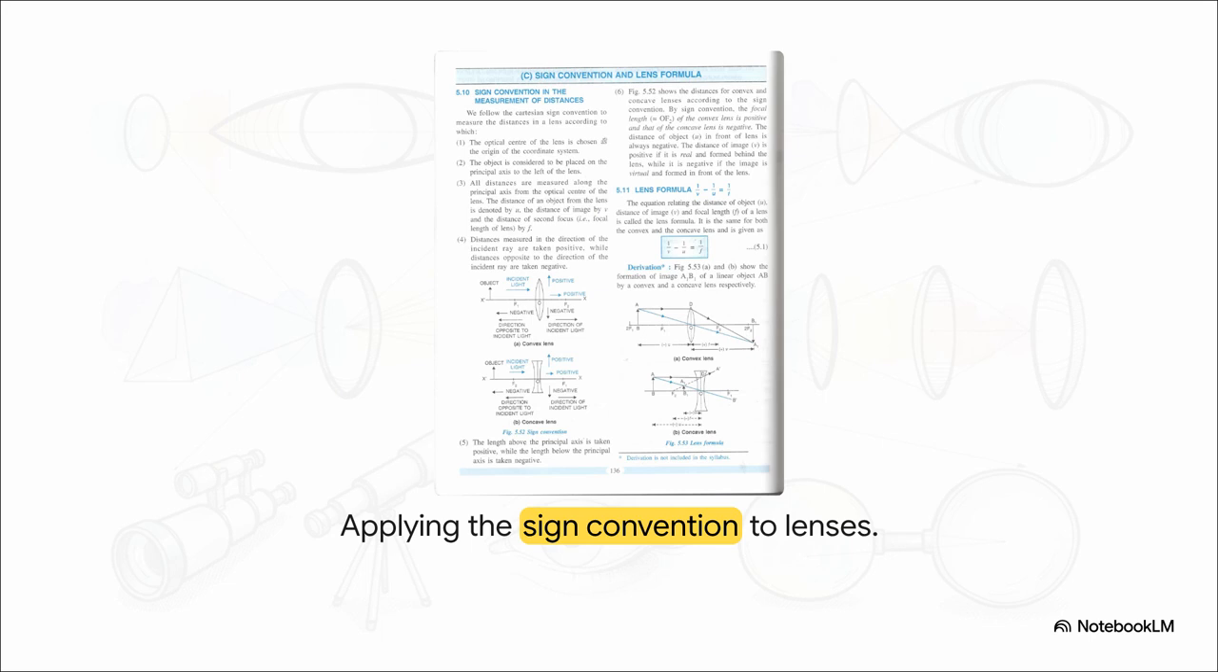So, applying this convention to our two lenses reveals something super important. Because a convex lens actually converges light to a real focus on the far side, its focal length is measured in the direction of the light. Therefore, the focal length of a convex lens is always positive. Conversely, a concave lens diverges light from a virtual focus on the near side. Since we're measuring backward against the light, the focal length of a concave lens is always negative.